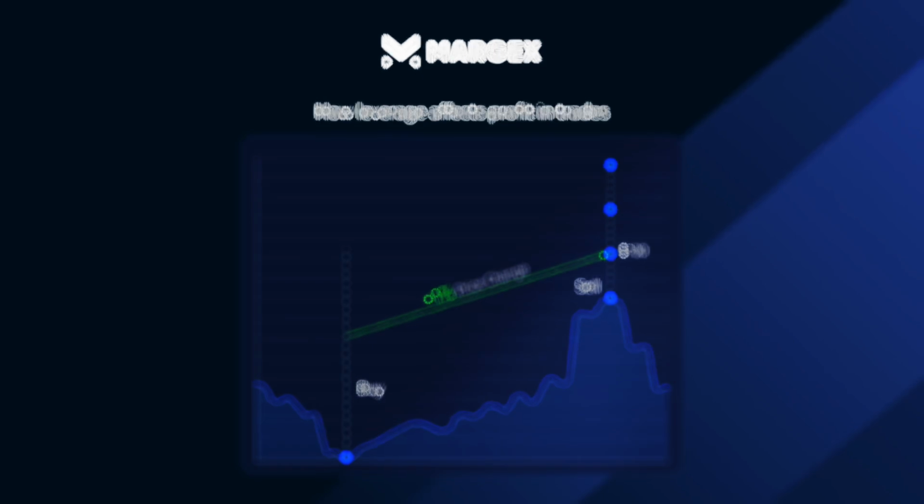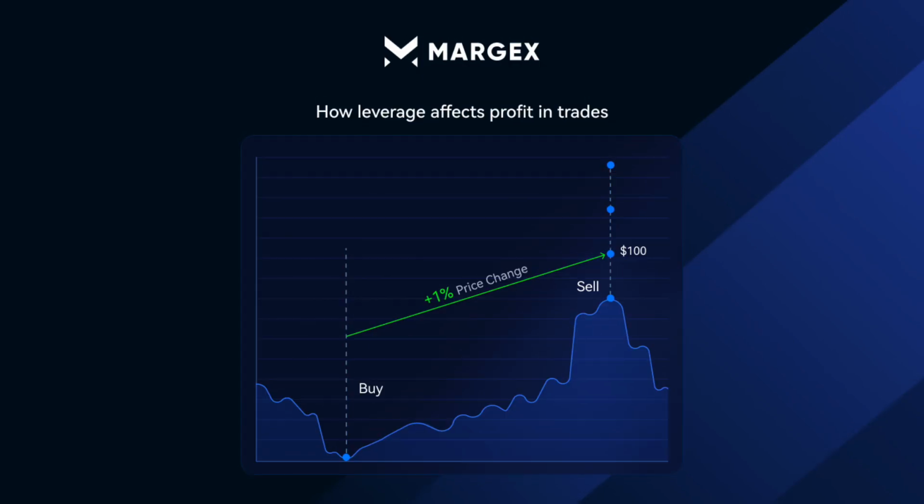How leverage affects profit in trades. Using leverage allows you to increase your potential profit. The example shows a chart where there is a 1% increase. If you do not use leverage, your profit will also be 1% of the size of your trade. In this case, with a $10,000 trade, your profit would be $100. However, if you open a trade with 5 times leverage, your profit will increase 5-fold, resulting in $500 instead of $100.